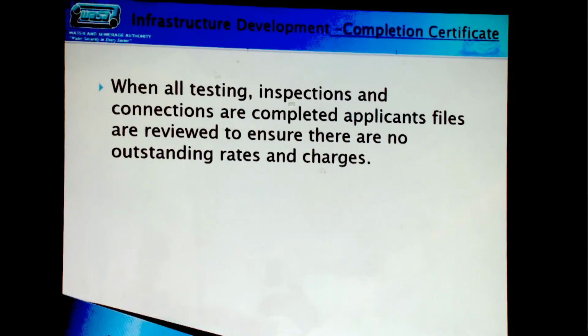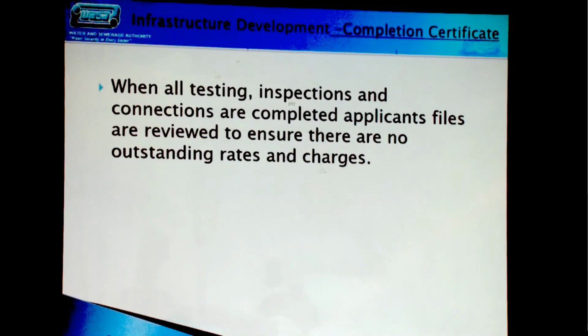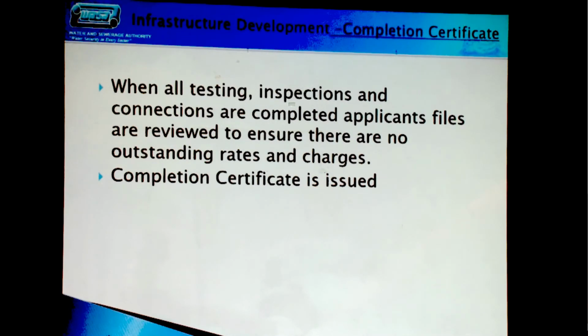Right. And then you get to the pricing, where when all the testing is done, this is what you applied for, and this is what you're going to get at this point. We review the file to make sure that outstanding rates and charges are collected, because we tend to facilitate the developers in many instances. We may go out and do an inspection, or have a pressure test done, and the fees would not have been collected in order to facilitate. So at that point, we come back and review the file, any outstanding fees are dealt with, and thereafter a completion certificate is issued. And that basically is the building development process in a nutshell.